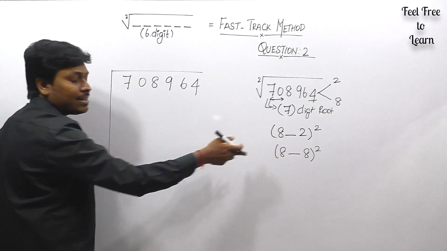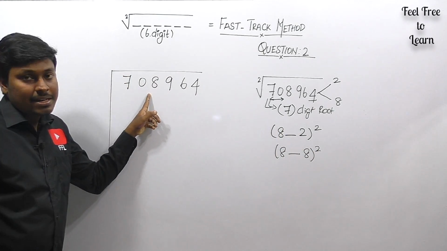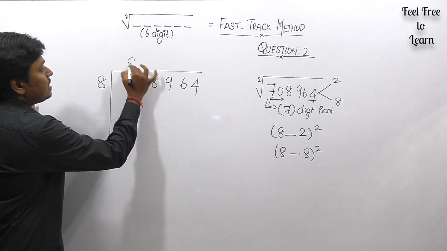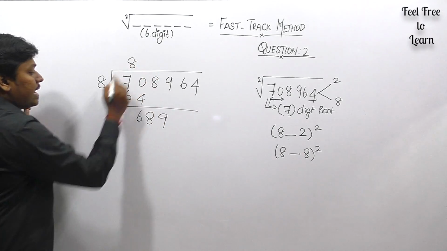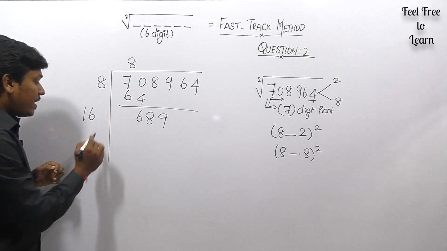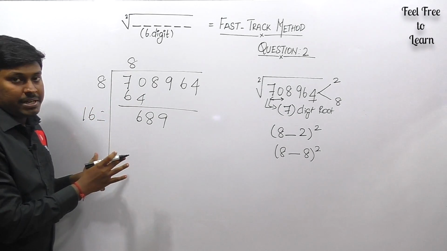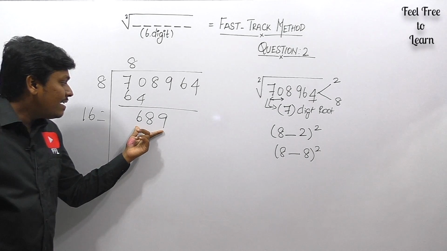Now the center number should be calculated using the traditional method. So friends, 8 8s are 64, the remainder will be 6, so 689, and 8 into 2 will be 16. If I put 2 here, we need to multiply the complete number by 2. Just guess the answer. Here it is 689.